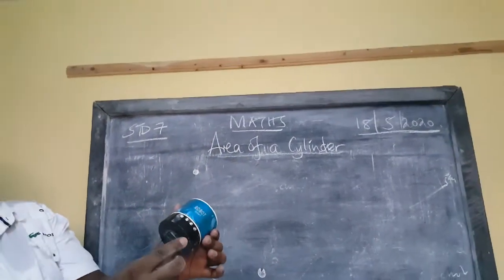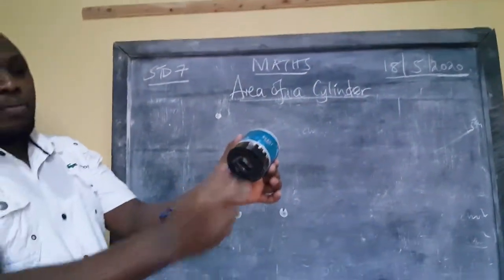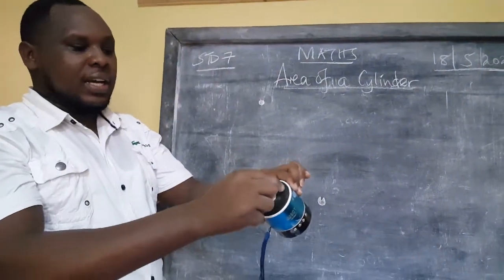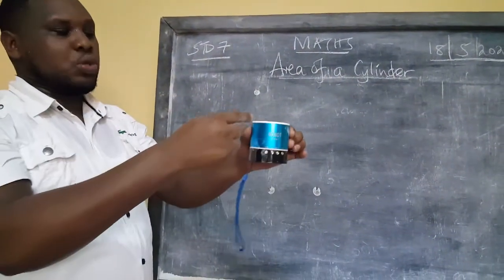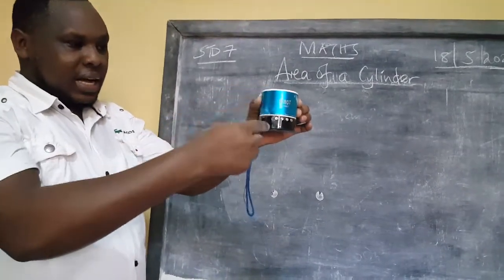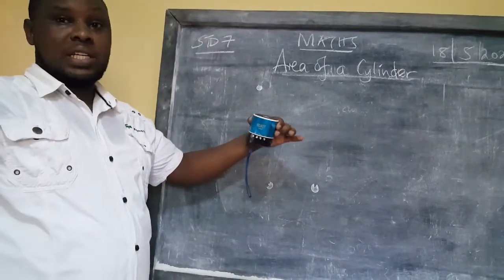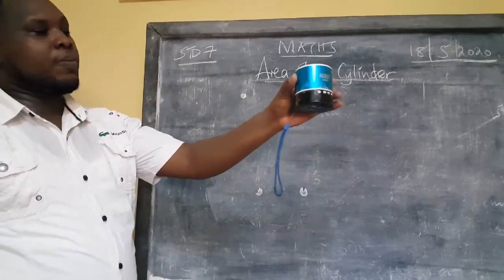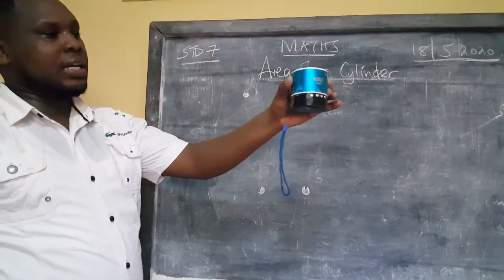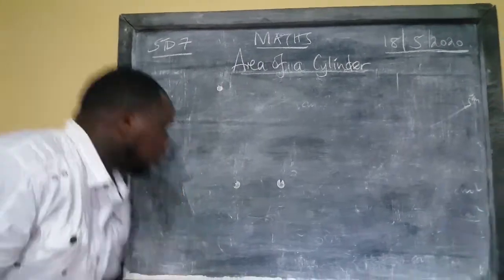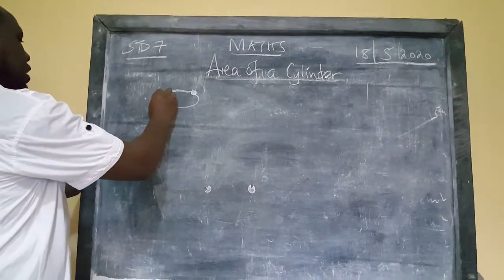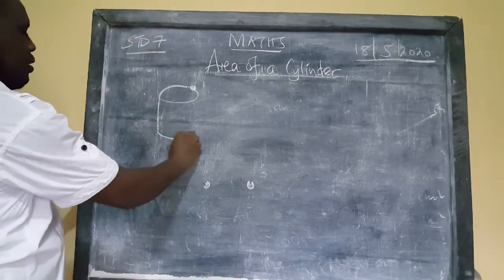If we cut this, we can cut it like this and remove it. It is going to make a circle. And then we can also make a cut here and stretch it. When you stretch it, it is going to make a rectangle. So this is exactly what the cylinder looks like. So we are going to draw an example of one here. So our cylinder is going to look like this.